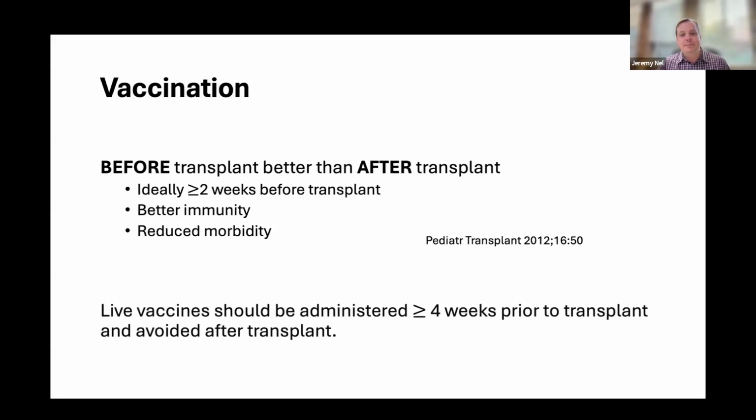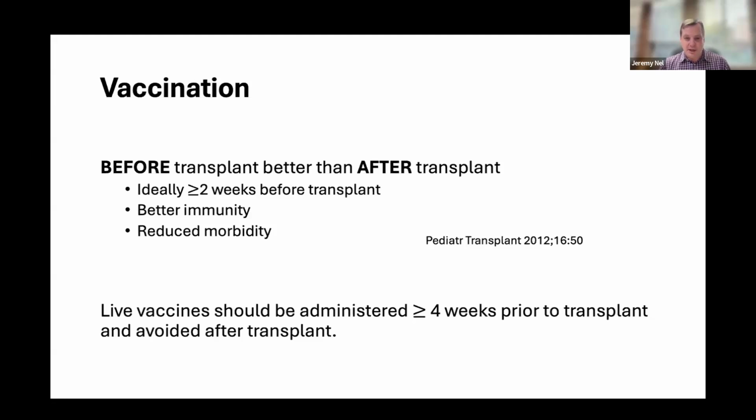If you can't, well, then you have to give it after transplant. The problem is you can't give live vaccines post-transplantation. So you really have to administer them. If you're going to give any vaccines that are live, we recommend them at least 4 weeks, not 2 weeks, but 4 weeks prior to transplant. And then you cannot give them post-transplant because it's too unsafe. So really, that's another reason to be good about this and make sure you time them correctly.